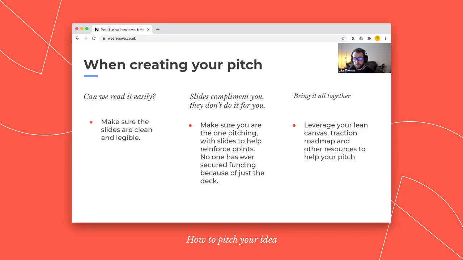It's the combination of the two, and bring it all together, what you've learned so far. So we're looking for people who have taken in the learning from Lean Stack, who have adapted their lean canvas based on what they're learning, and have clear traction roadmaps for the goals they need to hit in order to be successful. Feel free, the more you can pull this stuff in, and again, don't just put the lean canvas up and read it. That wouldn't be good.